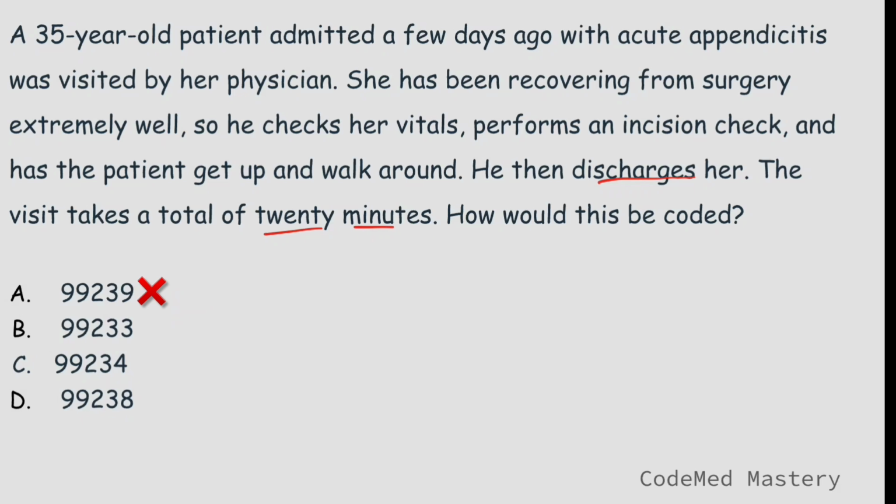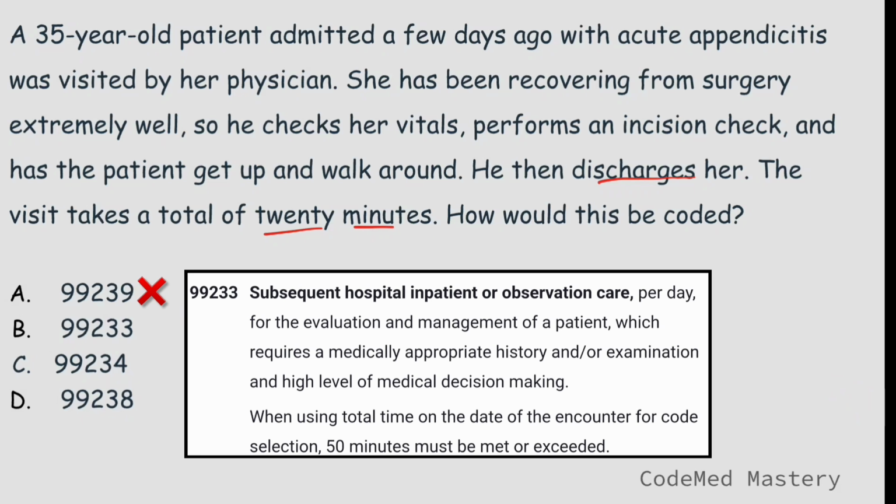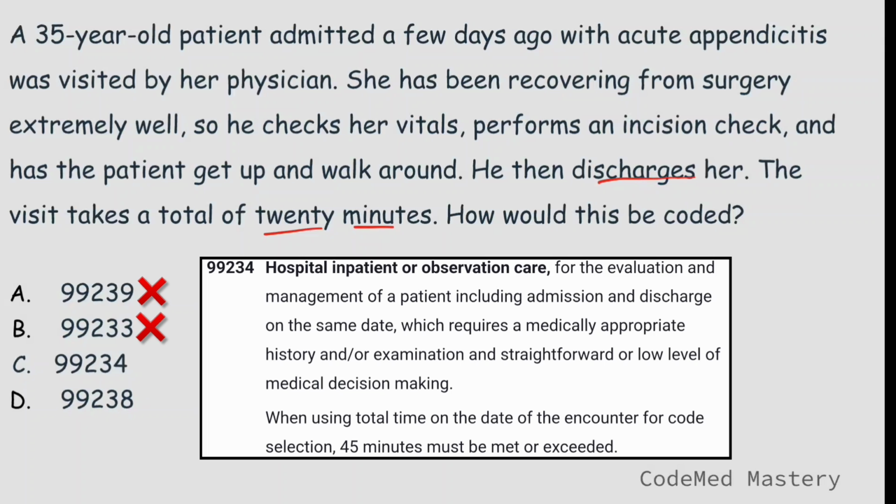Coming to option B, 99233, that is for subsequent hospital inpatient or observation care per day, 50 minutes must be met or exceeded. But in the scenario, they have not mentioned subsequent hospital inpatient or observation care, right? In the scenario, the patient was admitted few days ago with acute appendicitis and she has been recovering from surgery. Then the physician discharges her. So we cannot code for subsequent hospital inpatient or observation care. So eliminate option B.